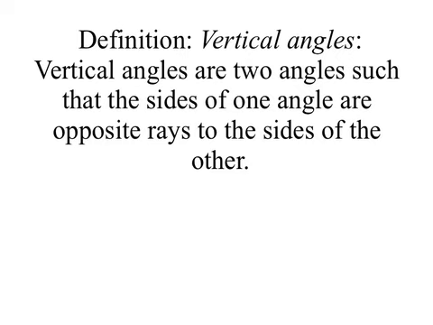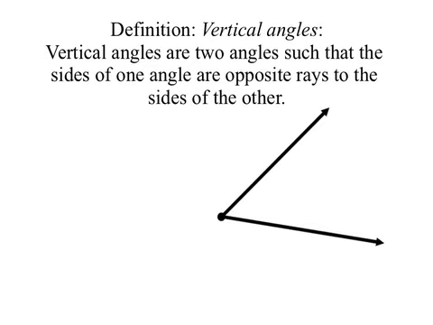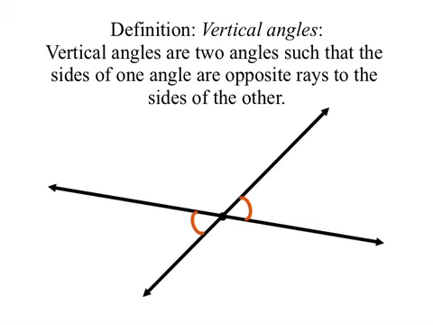Vertical angles are two angles such that the sides of one angle are opposite rays to the sides of the other. So let's start with an angle, and let's take one of the sides and make the opposite ray as shown, and we'll do that with the other side. And now that we've done that, you can see that what we have is a pair of intersecting lines. And there's a pair of vertical angles as defined above.